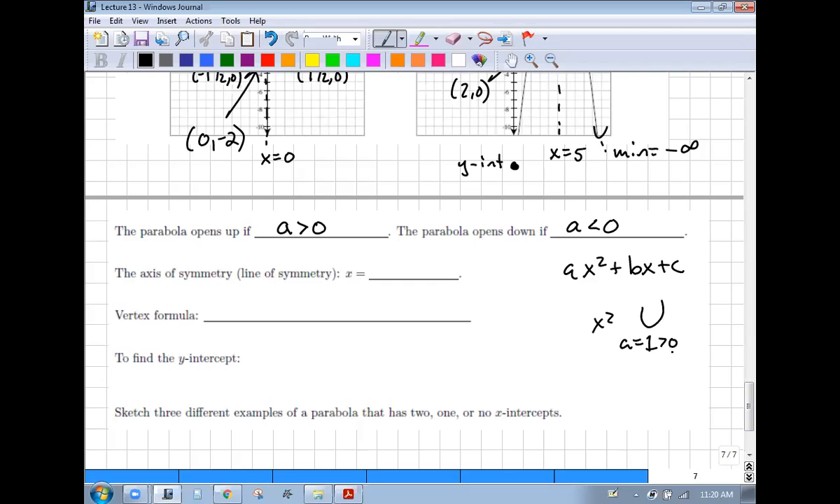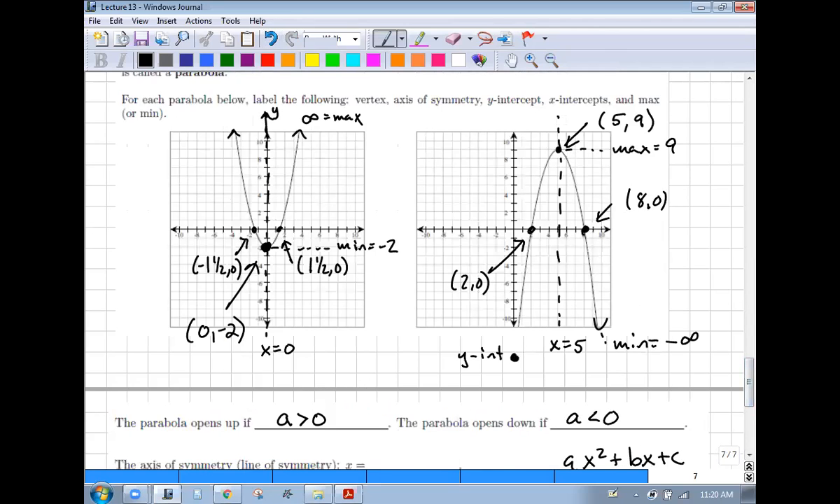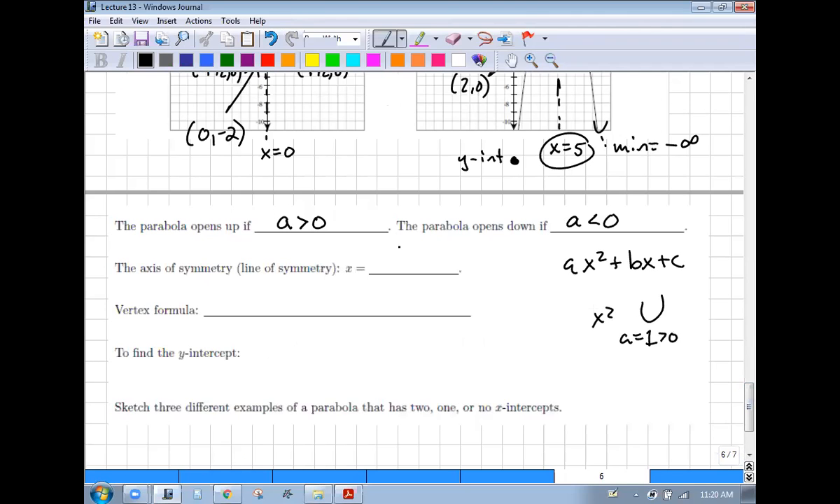The axis of symmetry, this x value where this line is, I already told you it's the same as the x value from the vertex, right? Because that axis of symmetry goes through the vertex. The way you get that is by negative b over 2a, the vertex formula: negative b over 2a.